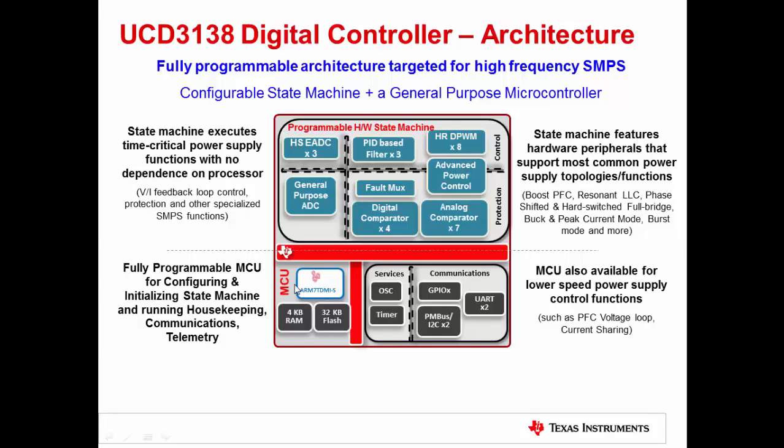Over at the bottom, we have the fully programmable MCU, which is used for configuring and initializing the state machine, and after that, it's primarily involved in running the housekeeping, communications, and telemetry functions of the power supply. Having said that, the MCU is also available for any low-speed power supply functions such as a slow power factor correction, voltage loop control, and current sharing.